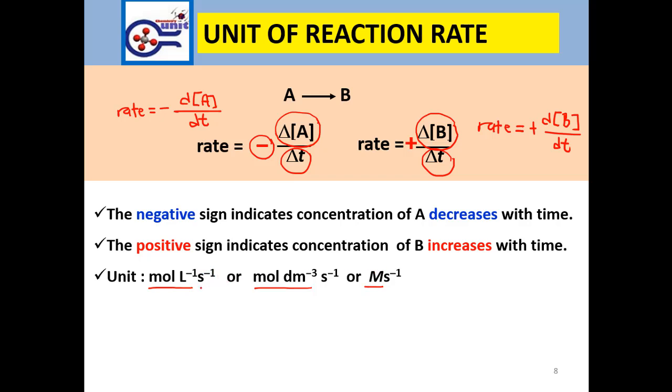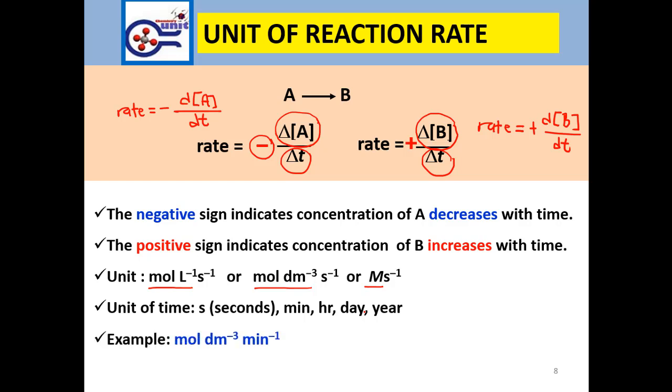So time tu bila kita bawa ke atas, dia akan jadi negatif lah. Dan time tu bukan sahaja second, dia mungkin boleh minit, hour, day ataupun year, depending on the question ataupun reaction. So contohnya kalau time dia dalam minit, dia punya reaction rate tu adalah mole per decimeter cubic per minute. So time dekat bawah, kita bawa naik atas, dia akan jadi negatif lah.